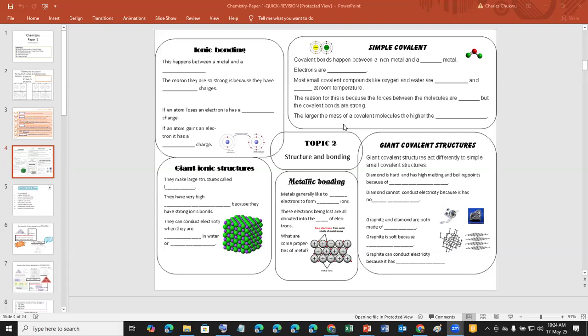Okay, so the next type of bond we want to look at is ionic bonding. There's this reference to giant ionic structures, but you can think of it this way: for instance, you have sodium chloride. Let's still use sodium chloride.